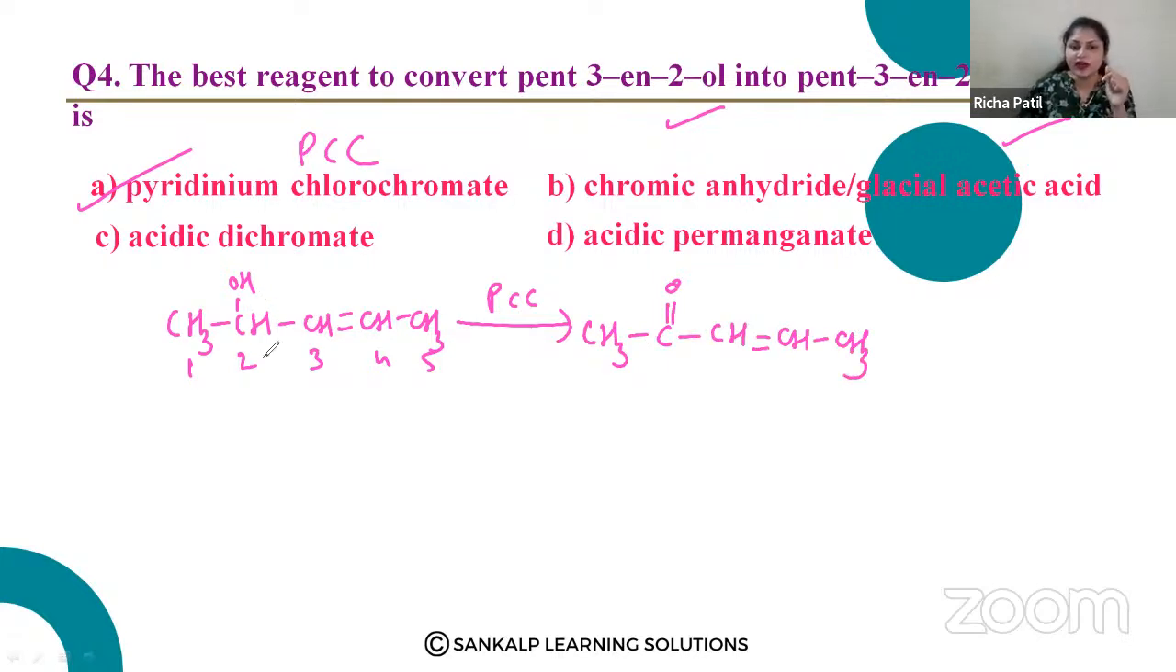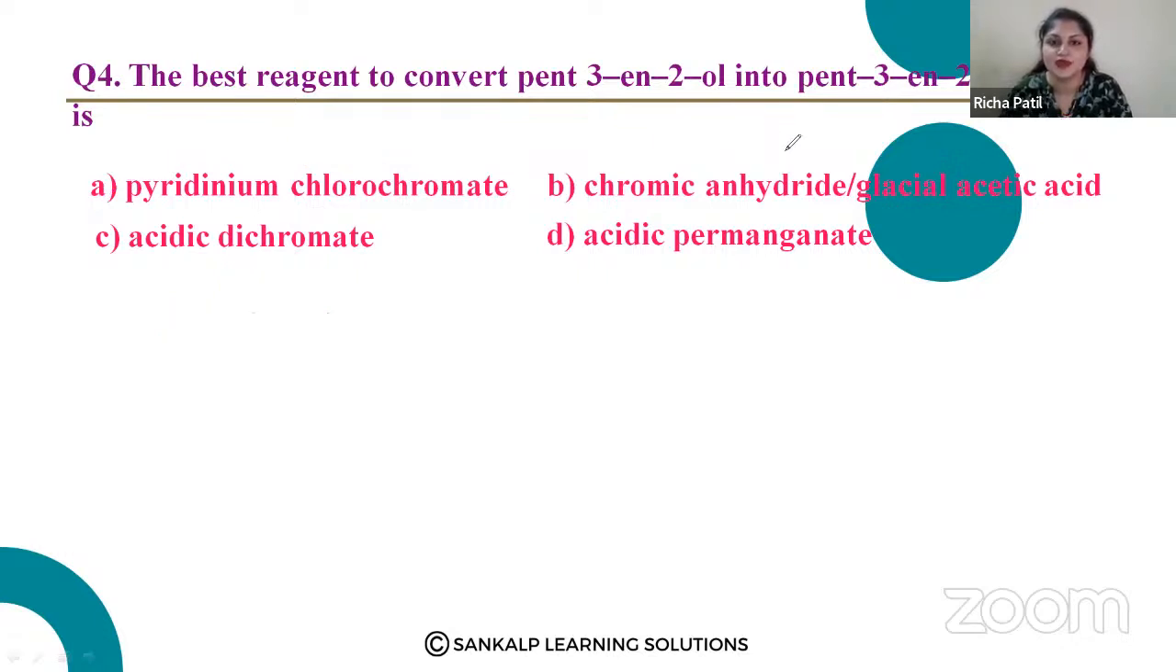So there is an alpha hydrogen present here. It undergoes oxidation. Okay. There is a removal of hydrogen atom and it undergoes oxidation with the help of pyridinium chlorochromate. So this is the best reagent which is used.